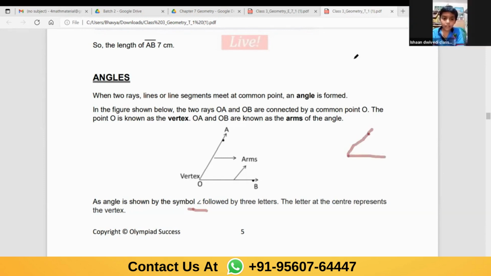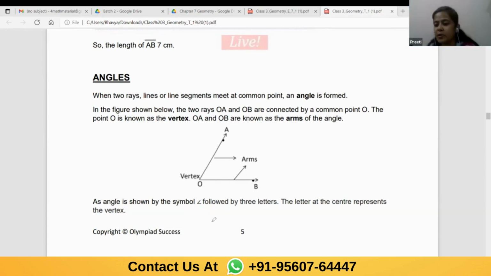Ma'am, what is this angle sign type called? This type of angle sign you will use when you go to higher classes, because there, suppose we have to name an angle, once we put the symbol, then we can write the alphabets to name the angle, like angle ABC or angle CDE, anything of that sort.